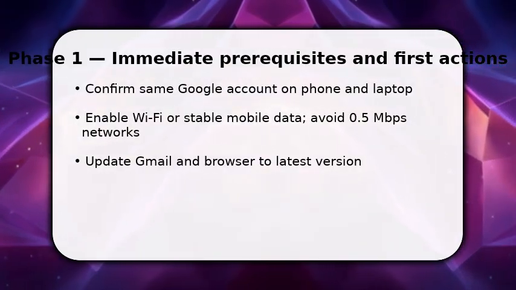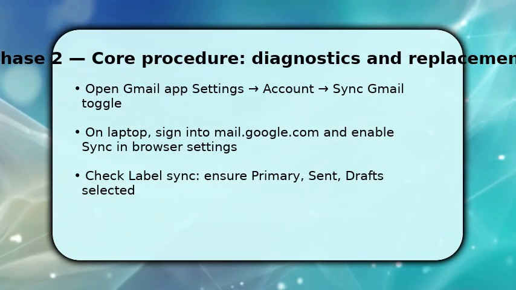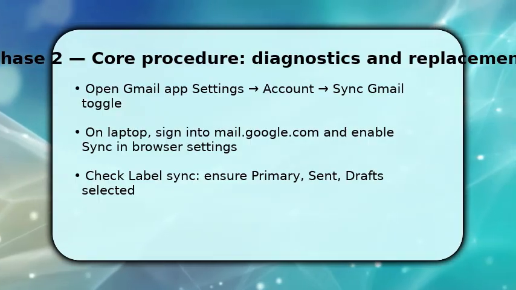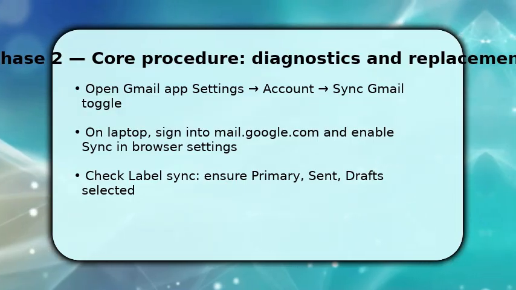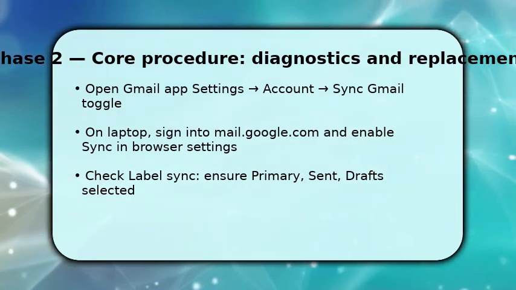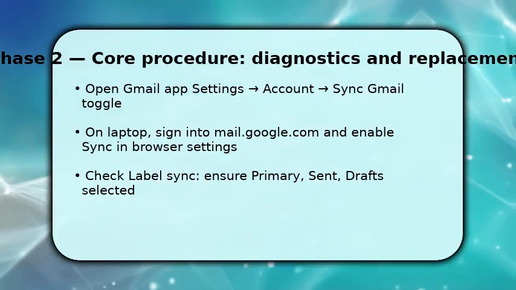Now, keep both devices nearby, and on your phone, go to Gmail settings, tap the account and toggle Sync Gmail on. This pushes mail and label changes to Google's servers. On the laptop, sign into Mail.Google.com and confirm you're in the same account, then leave the browser open while syncing.